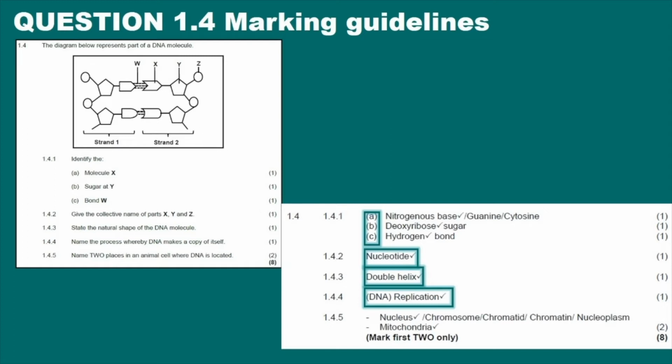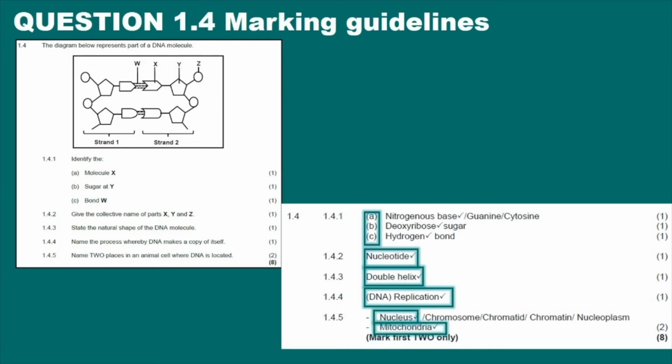I know that they have moved to new examiners, so people that are setting the question paper, and there have been a few changes that we noticed last year in comparison to the previous years. So question 1.4.5, name 2 places in an animal cell where DNA is located. So here you can indicate that it's in the nucleus or in the mitochondria.